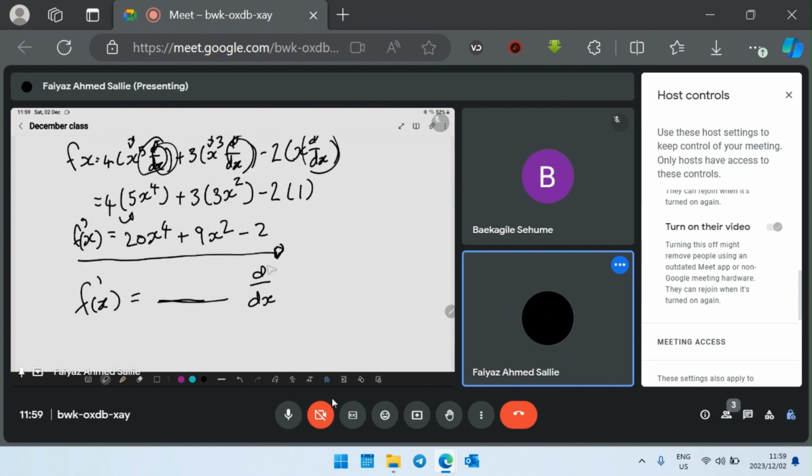So you don't need to rewrite this multiple times. You can just write it once after a function that is given to you. So I hope you learned something, and thank you, Kaki, for joining.